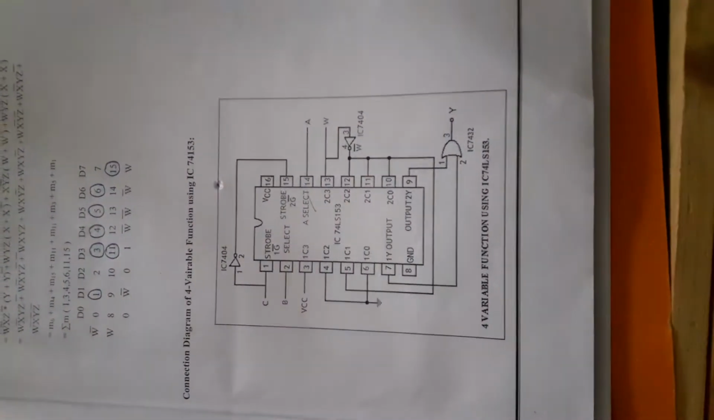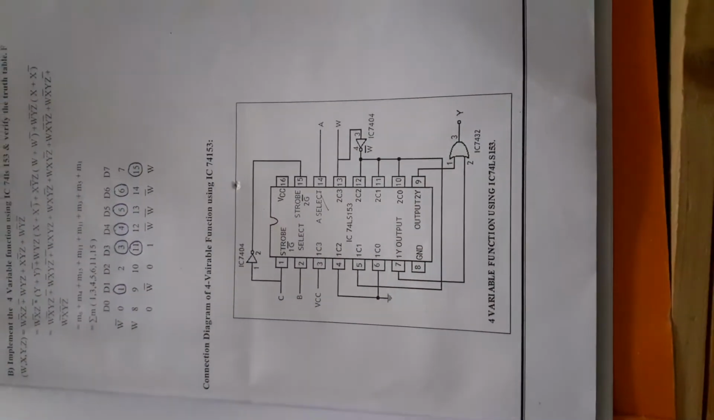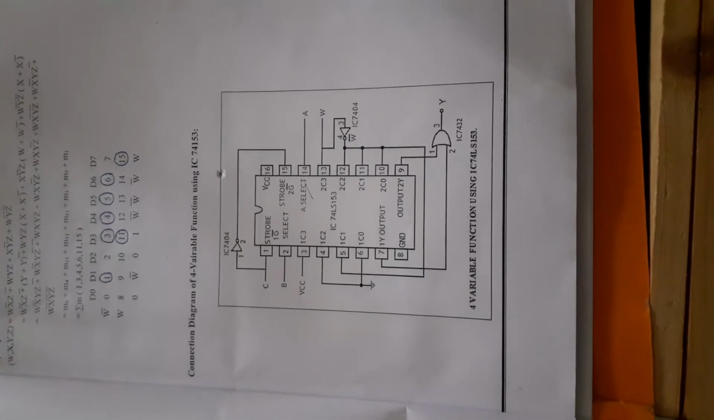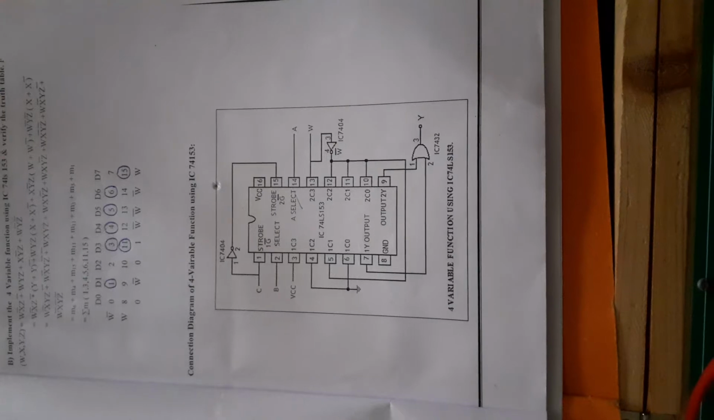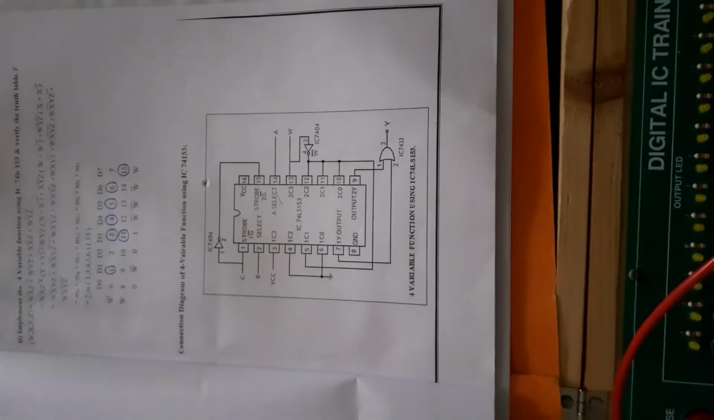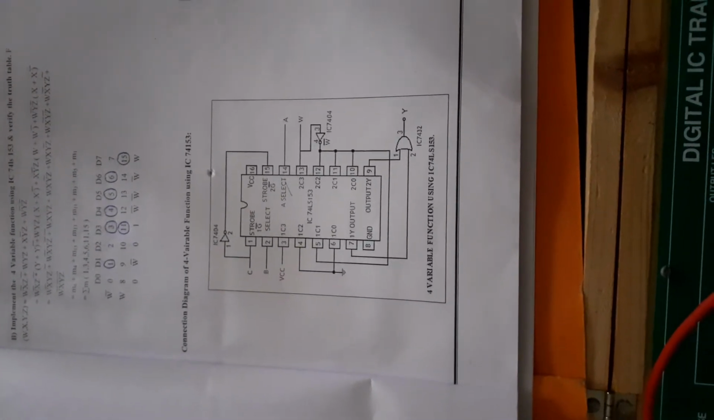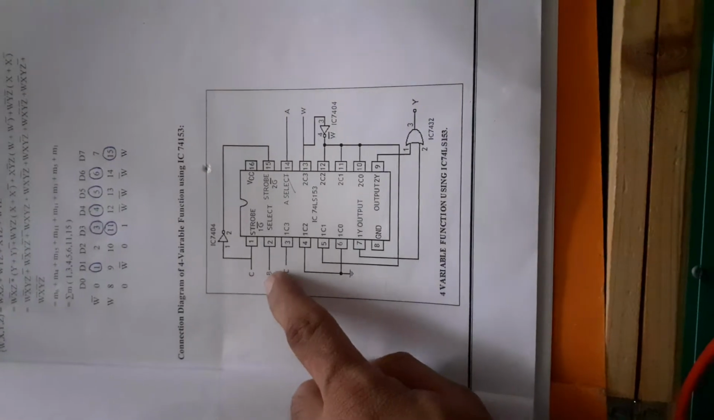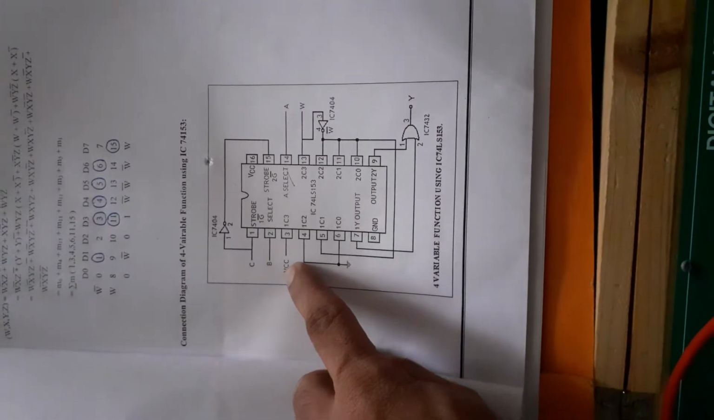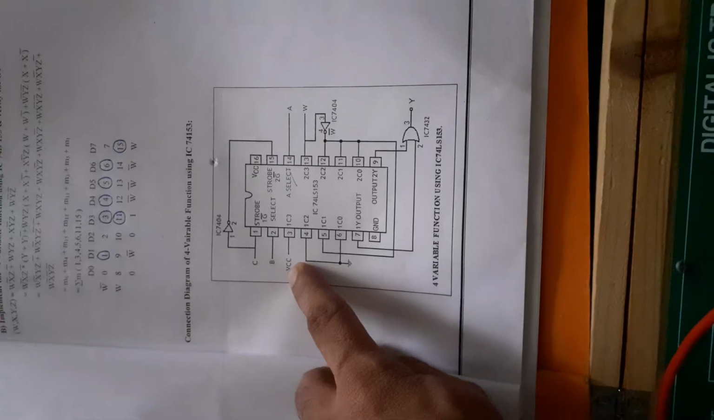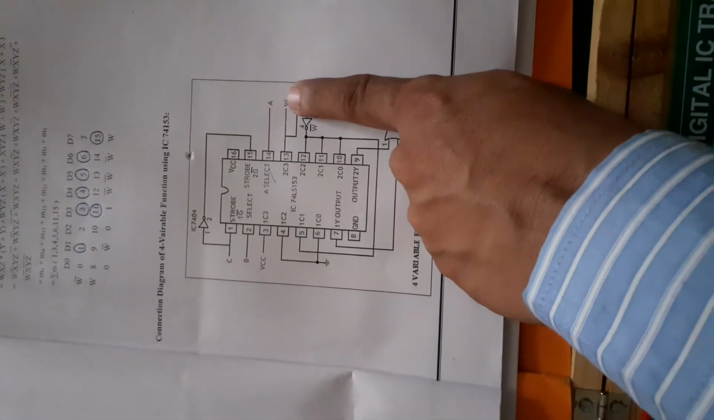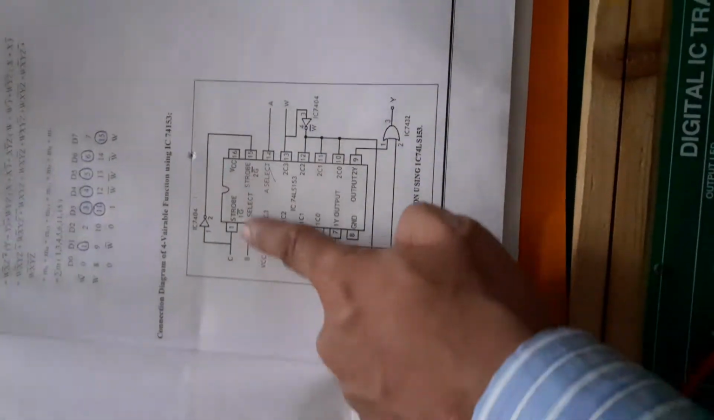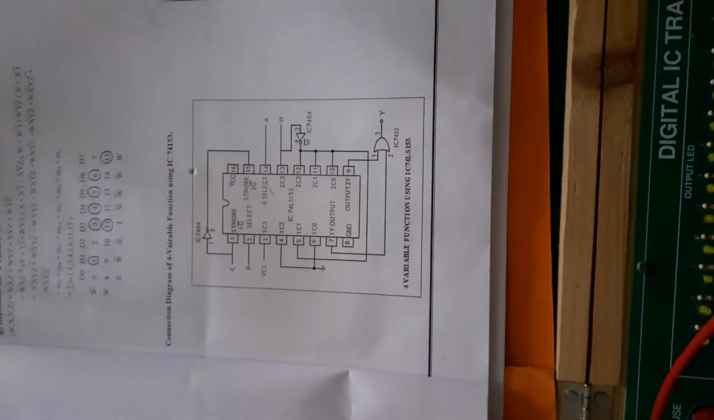Now see that this is our connection diagram, which I have explained to you. The theory I have also already explained. So according to this connection diagram, I am going to make the connections now. See that pin number 1 is C, pin number 2 is B, pin number 3 is to be given to VCC, then pin number 14 is for A, and this one for W. In this way I am going to do all the connections now.